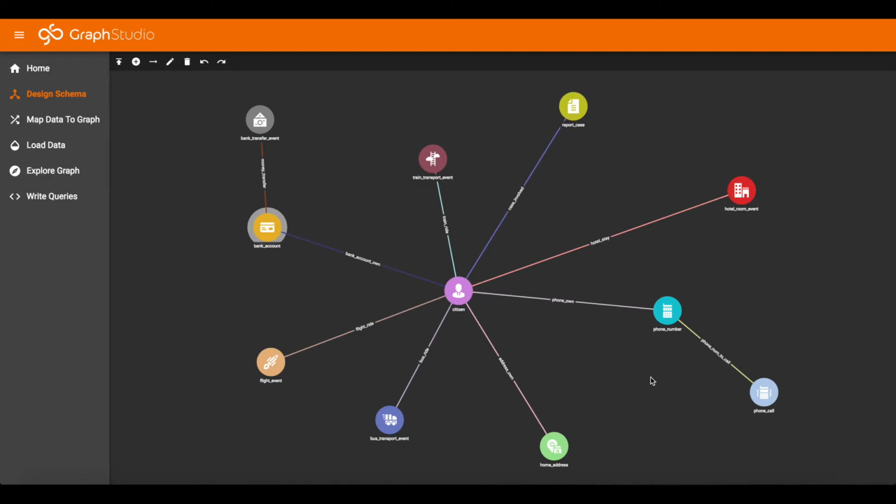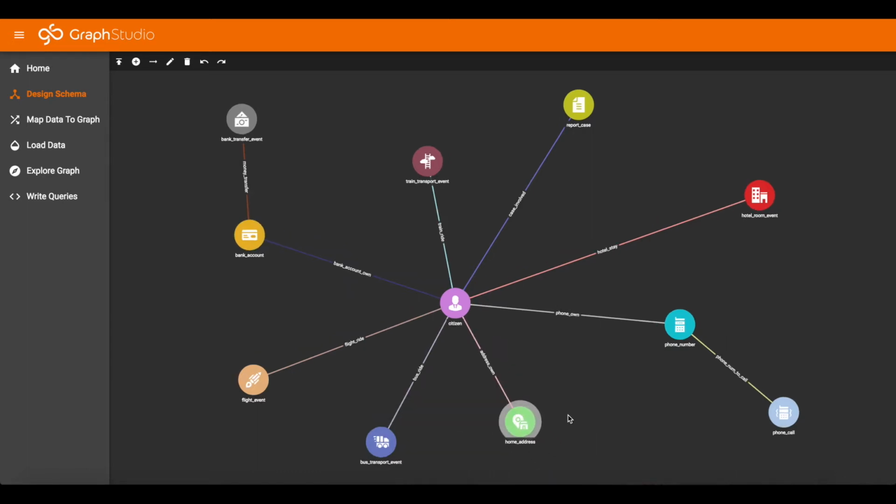And for each bank account, there can be several bank transfer events associated, and for the phone number, there can be several phone call events associated. So we also track other activity of a person. There are train transport, flight events, and bus transport. So we're tracking use of public transportation. There's also the home address of the person.